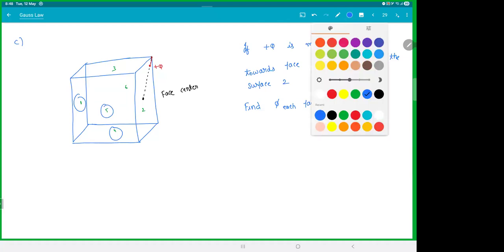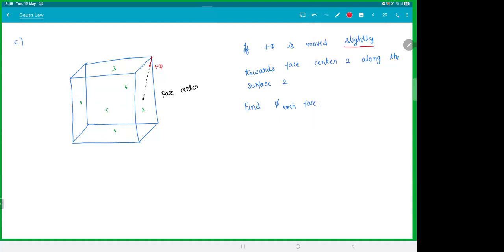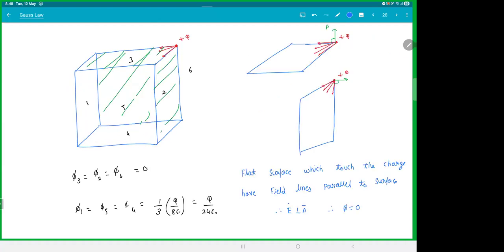Just because we are using this word slightly. If faces 1, 4, and 5 think the charge is still at the corner, and they think the field is the same, and the angle is the same, shouldn't they also think the flux is the same? You guys agree with that statement? That means whatever you got in the previous question, Q by 24 epsilon, will remain the same for 1, 4, 5. Are you clear with that argument?